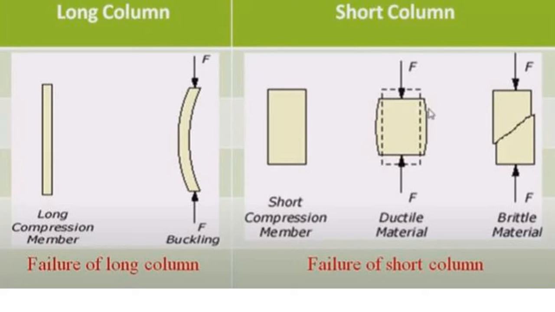Now the failure of a column may occur due to buckling, as in the case of long columns, and in the case of a short column, if the material is ductile, the failure may be due to compression, but if the material is brittle, the failure may be due to shear.